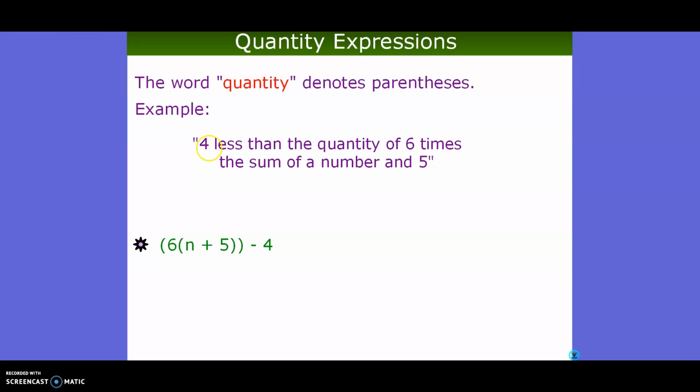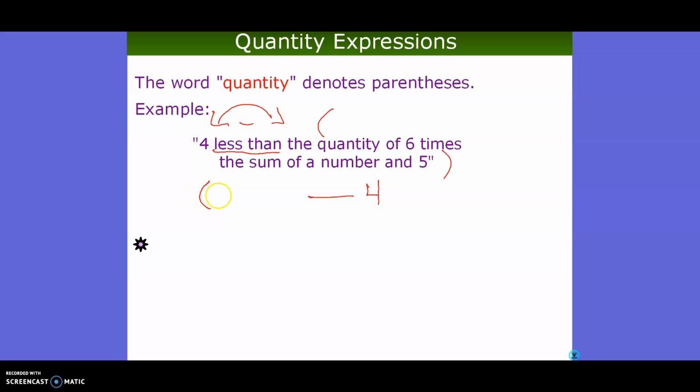So here we have the example in words, and let me just erase that answer there for just a second. Let's see if we can figure it out together. It says 4 less than, so less than means subtraction, but it also means to switch. The quantity, quantity tells me I'm about to use some parentheses. The quantity of 6 times the sum of a number and 5. Okay, let's see. So 4 less than, so I'm going to need a subtraction sign and I'm going to need 4 at the back. So 4 is less than the quantity, I'm going to need some parentheses.